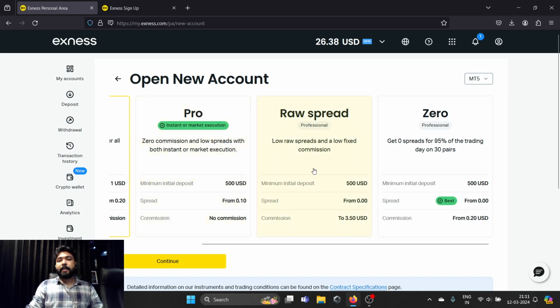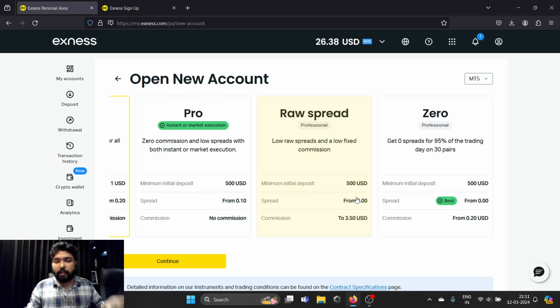So raw spread means you would be having a very low spread, almost zero. You can see it's almost zero, but it's still from 0.0, right? So it can increase, but most probably you won't be having any spread at all most of the time. But there are chances, though mostly, as they said, your spreads would be much tighter. You would be having better executions, better trade entries than any other traders with different accounts.